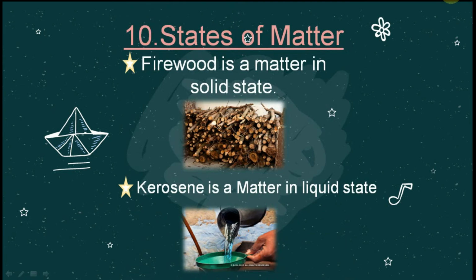10th. States of matter. Firewood is a matter in solid state. Kerosene is a matter in liquid state. As you can see in the picture, firewood is a matter in solid state. It's a solid, something rough. Kerosene is a matter in liquid state. It's the liquid. Understand? Next.